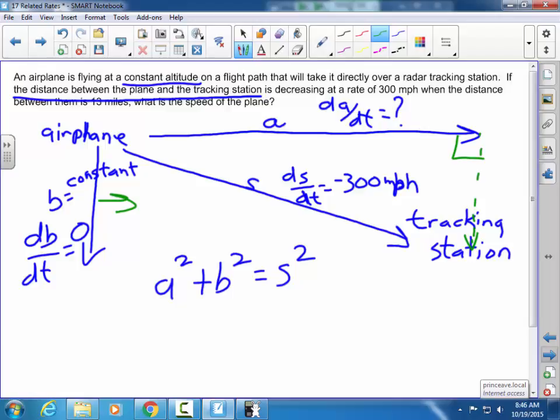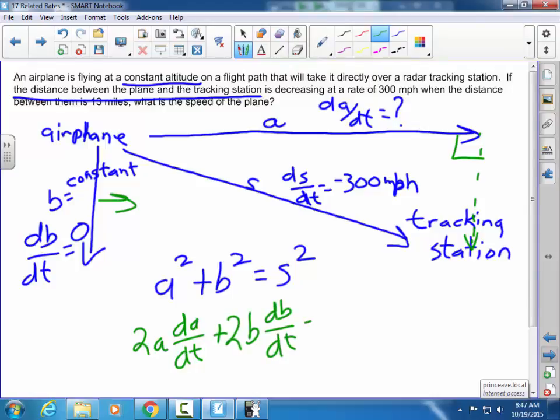So what do we need to do now? We've got a relationship. We've written down a bunch of stuff. Let's find a derivative. So we've got 2A dA/dt, right? Plus 2B dB/dt equals 2S ds/dt.